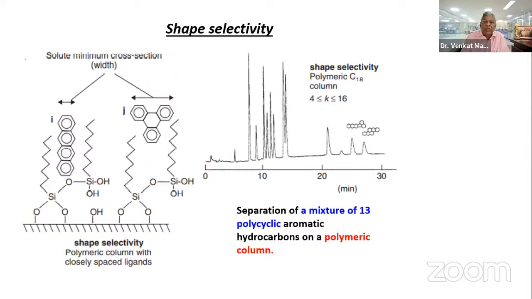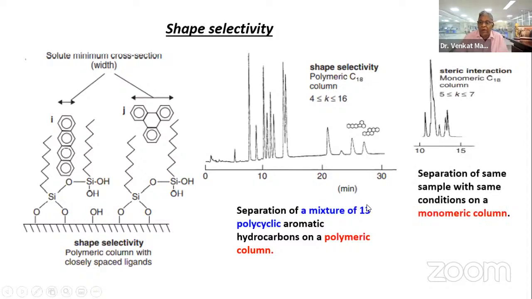Now, when you talk about shape selectivity, the most important thing is the polymeric column. This is a typical separation of a mixture of 13 polycyclic aromatic hydrocarbons. I was able to separate them in 30 minutes. If you use the monomeric column, you can see how poorly the peaks are separated. All these peaks are completely merged.